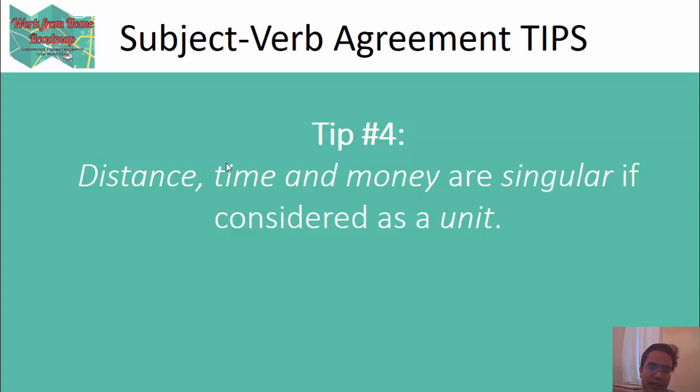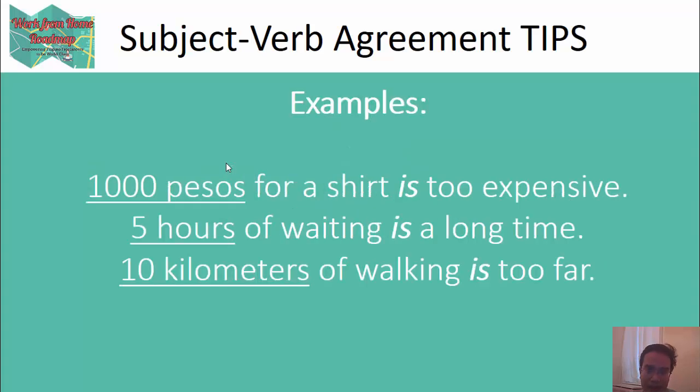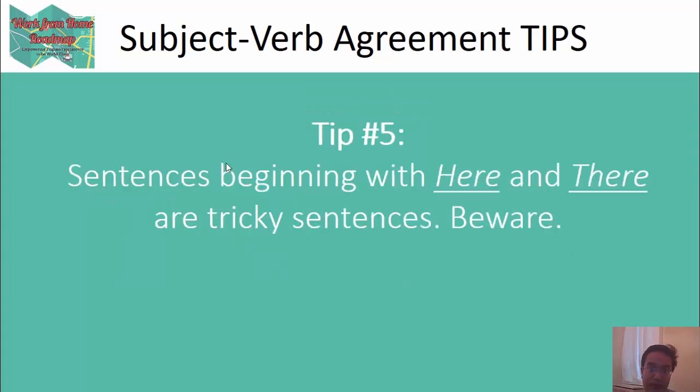Tip number 4. Distance, time, and money are singular if considered as a unit. 1,000 pesos for a shirt is too expensive. 5 hours of waiting is a long time. 10 kilometers of walking is too far.